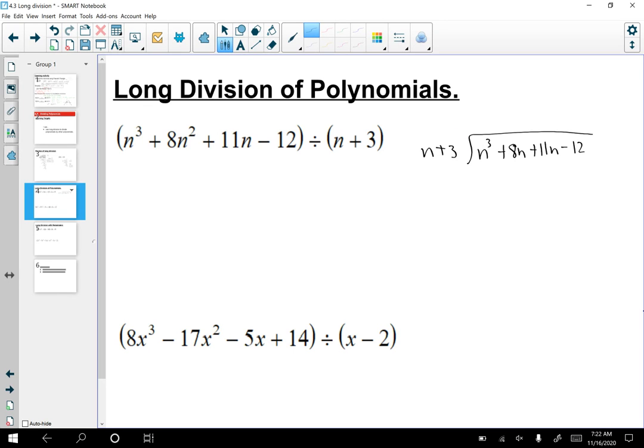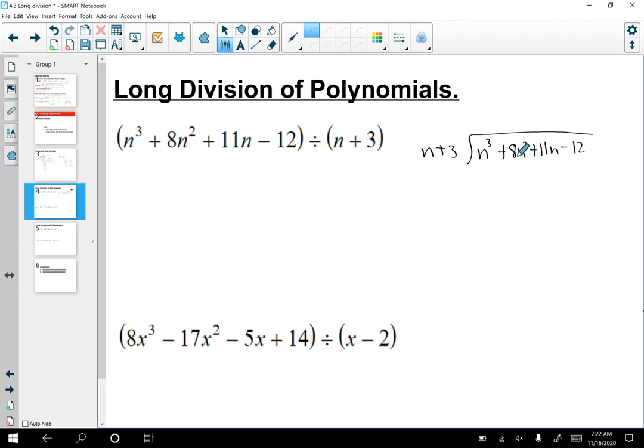Okay, so when we're dividing polynomials, we're going to primarily be looking at our first term here, n. So we need to see how many times n goes into n cubed? Let me rephrase that. What can we multiply n by to get n cubed? n times what gives me n cubed? n squared. n times n squared gives me n cubed.